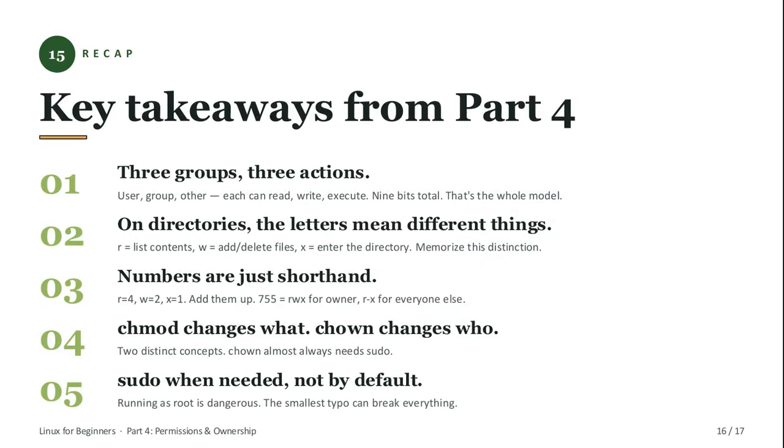Let's pull the threads together. The whole permission model comes down to 3 groups and 3 actions. 9 bits, nothing more. Remember that on directories, those letters shift meaning. Read lists, write modifies contents, execute lets you enter. The numbers are just addition, chmod and chown answer different questions, and sudo is a tool you reach for deliberately, not a habit. Get comfortable with these 5 ideas and the rest is just practice.